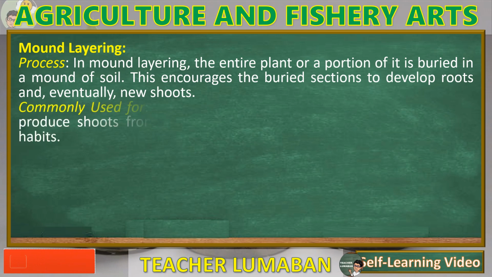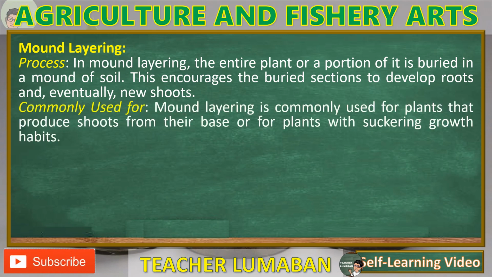Commonly used for: mound layering is commonly used for plants that produce shoots from their base or for plants with suckering growth habits.